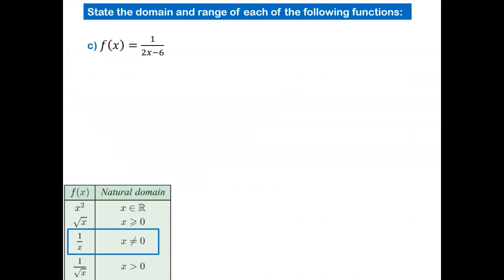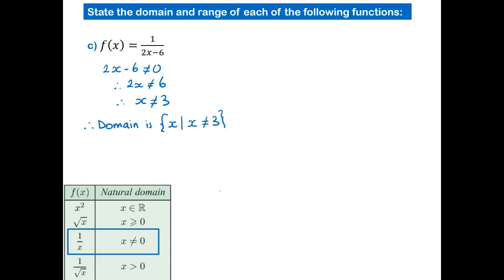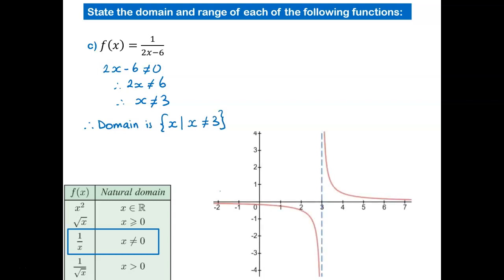In this example, the denominator cannot be 0. In other words, 2x minus 6 is not equal to 0. So we solve for x, and we end up with x not equal to 3. So our domain is x such that x is not equal to 3. Now we plot the graph, have a look. There's a dotted line there. That dotted line, if you remember, is called a vertical asymptote.